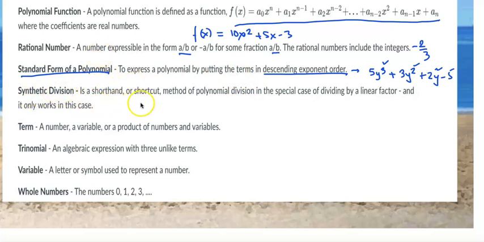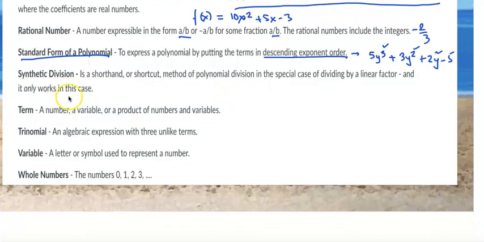Synthetic division, that's a shortcut method of polynomial division, which we will be learning more about in the upcoming session. Term, what is a term? A number, I can write a number 5, that's a term.